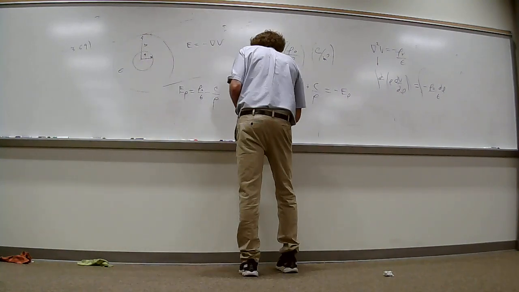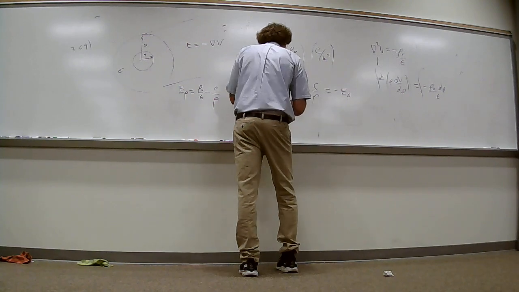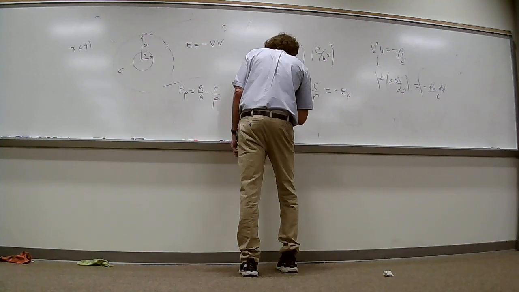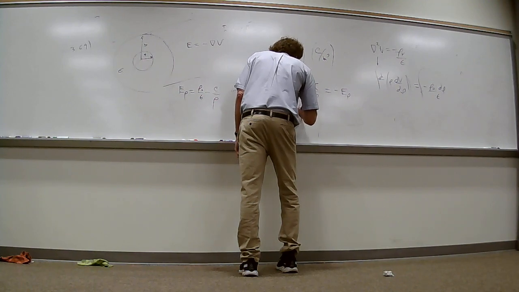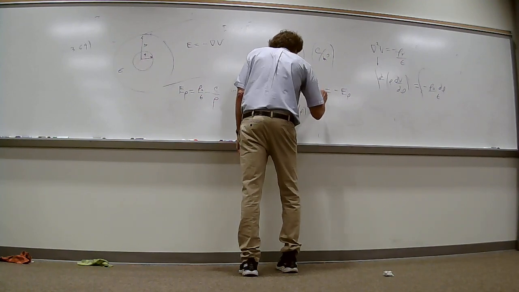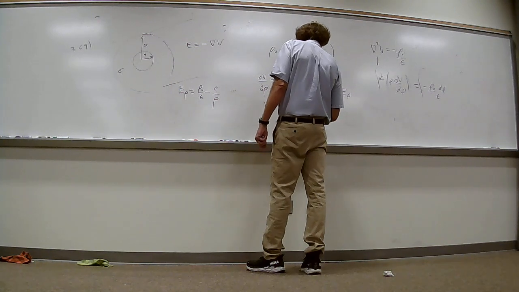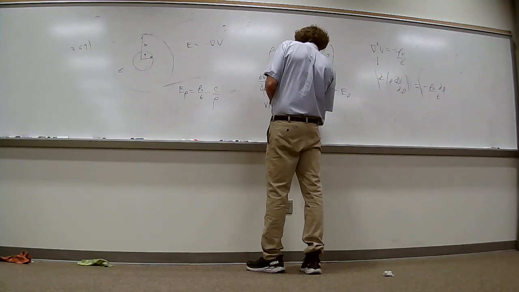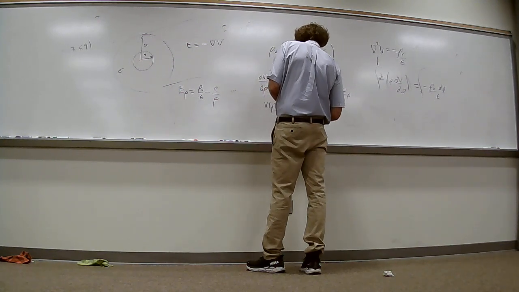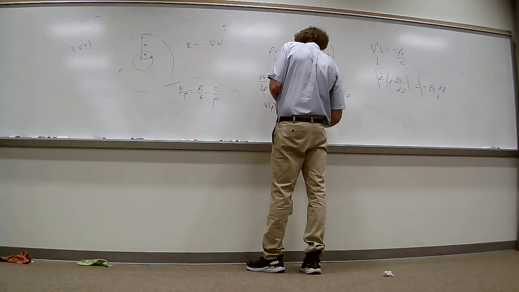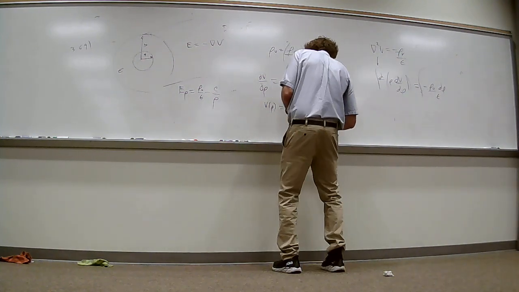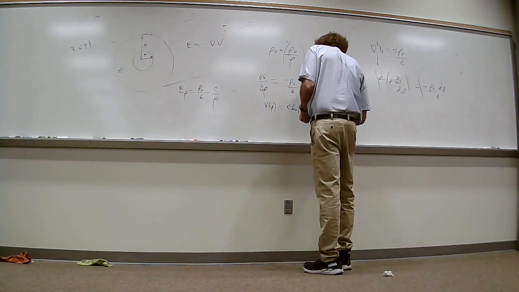Well, V as a function of rho would be equal to C times natural log of rho, and I'll call this C1. Then it's going to be minus rho naught over epsilon, right here, times rho, and plus a constant C2.